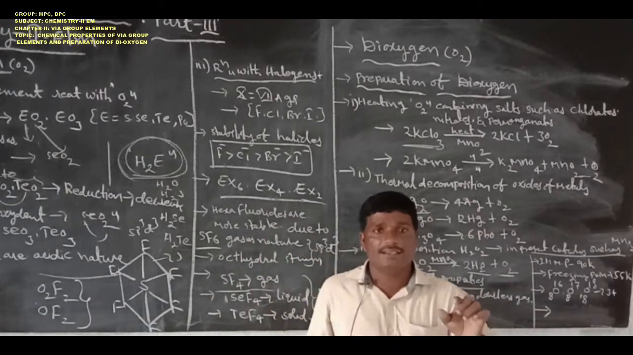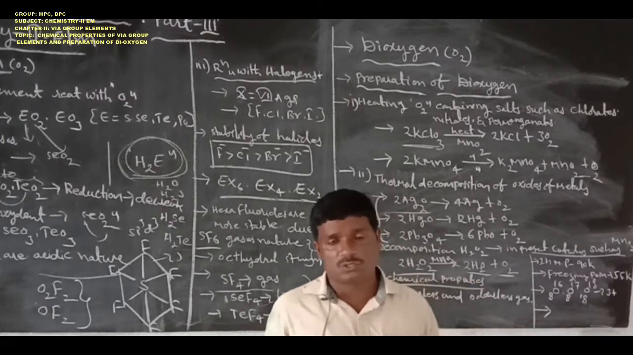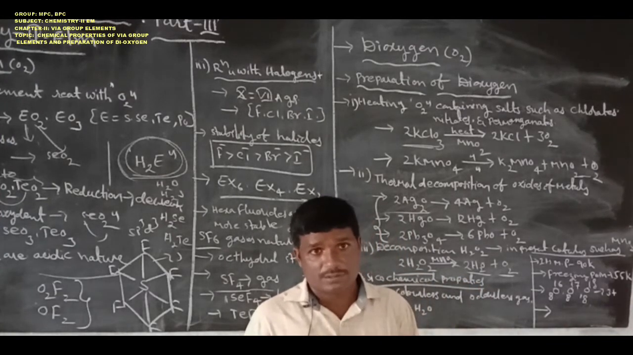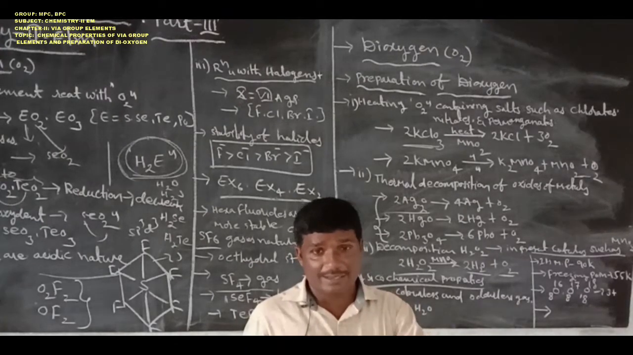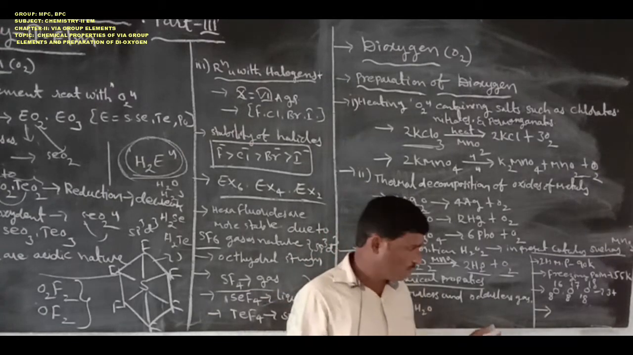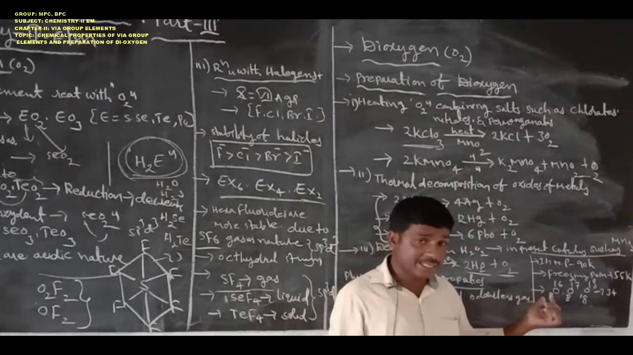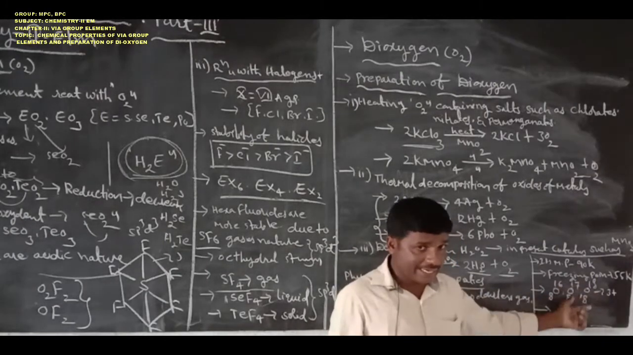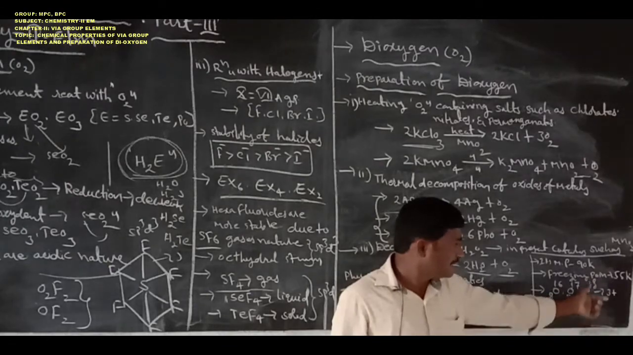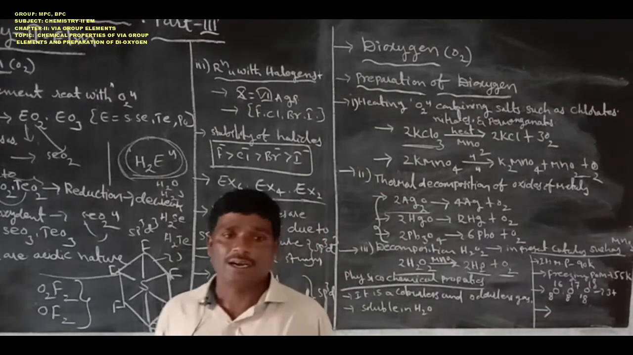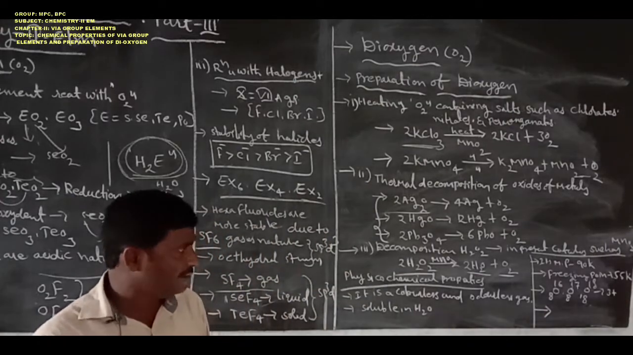It has three stable isotopes. Isotopes are the same element with the same atomic number but different mass numbers. It has three stable isotopes: oxygen-16, oxygen-17 and oxygen-18. Those are the stable isotopes of oxygen.